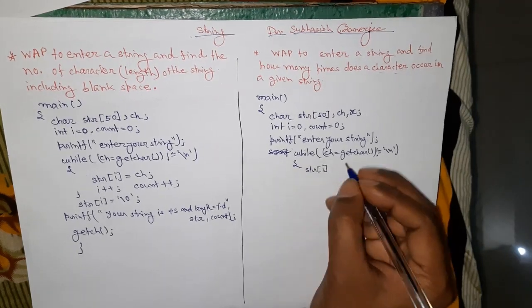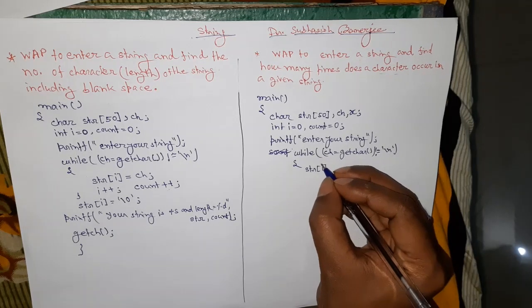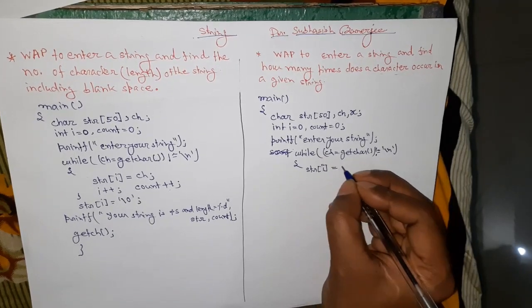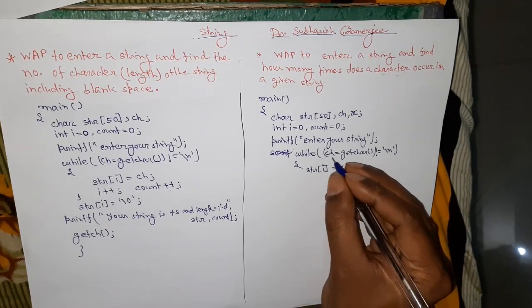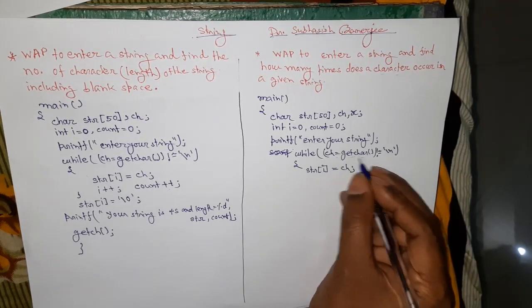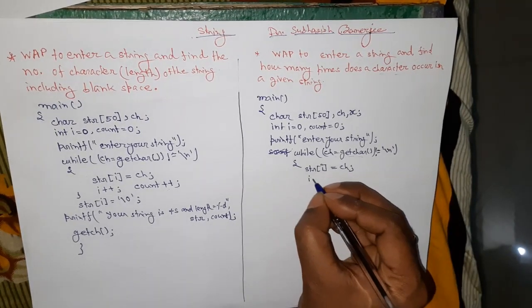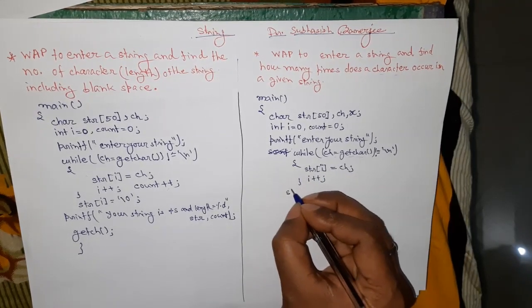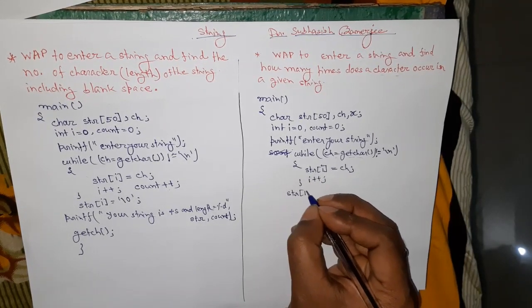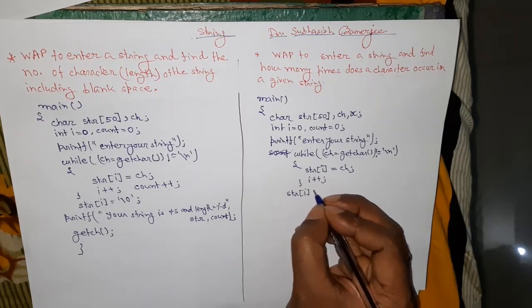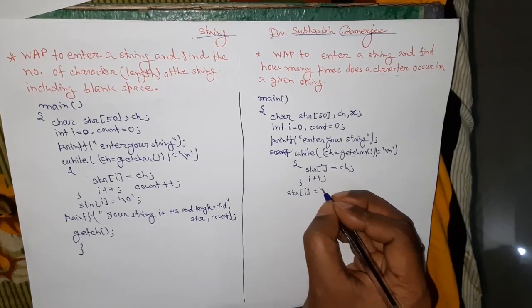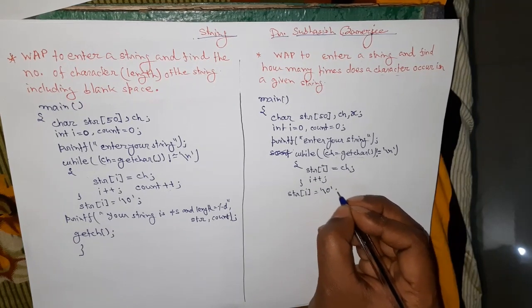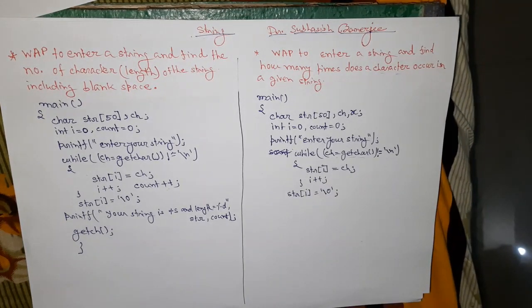Let's have i, because i has been initialized to 0. So str[i] will be assigned the ch, because ch is holding the character that was read by getchar, and i will be incremented, so i++ at the end. You may specify the end of the string at str[i], because i will hold the last index value. At the last index value we have to specify a null character, \0. So here the string is ready.